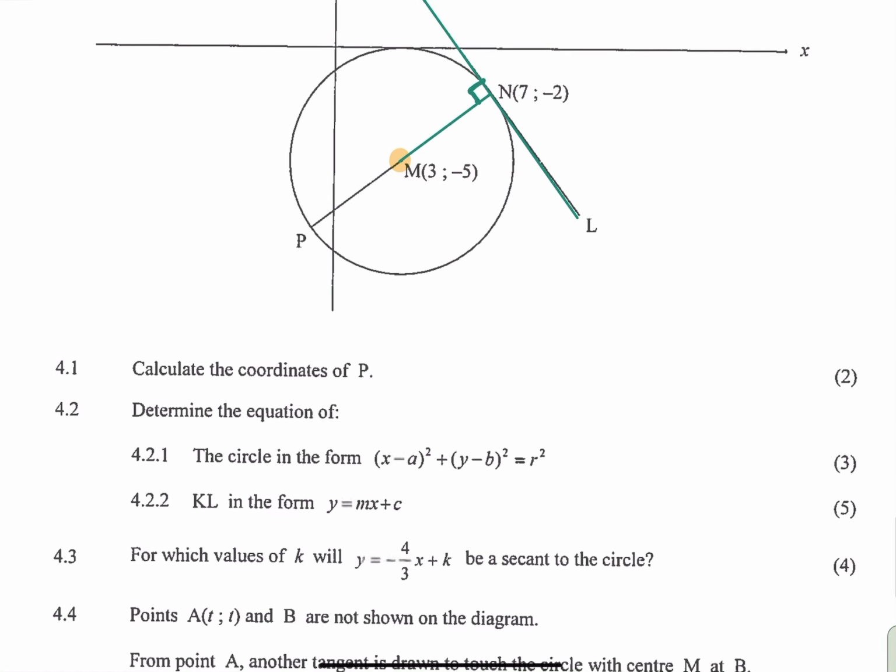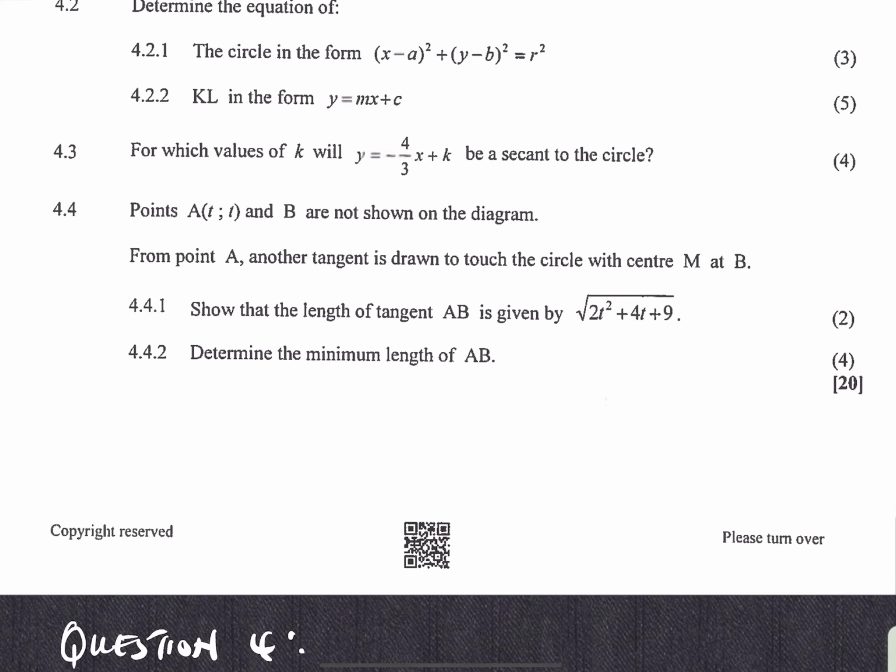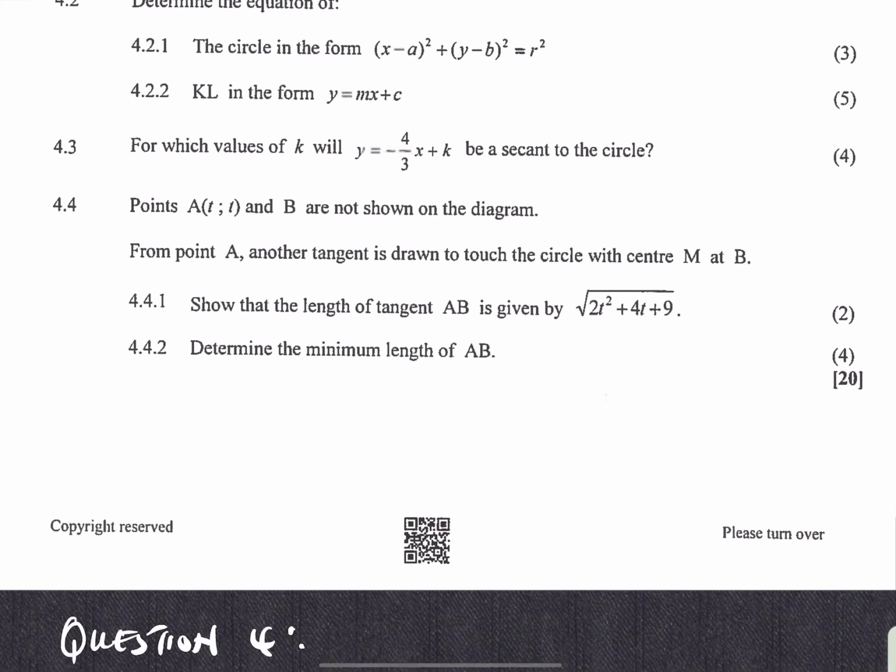Determine the equation of the circle in the form of that one. You are given the center, that is M, and you are given at least one point as well. So everything is provided. You can just say that it is 3 marks. The center is M, that is (3, -5).